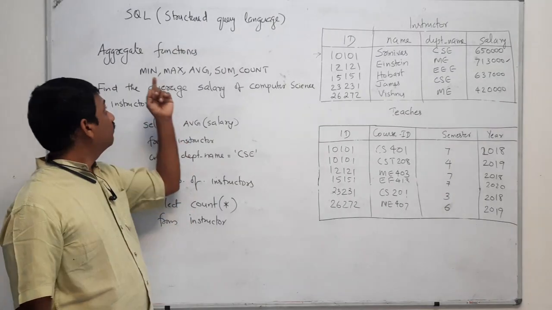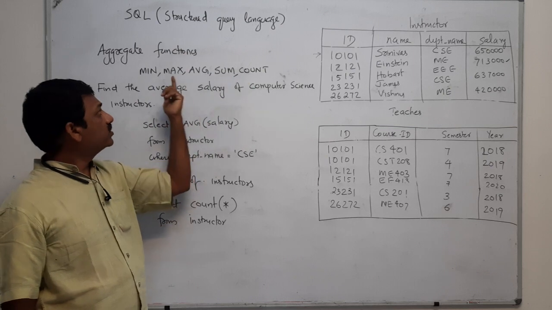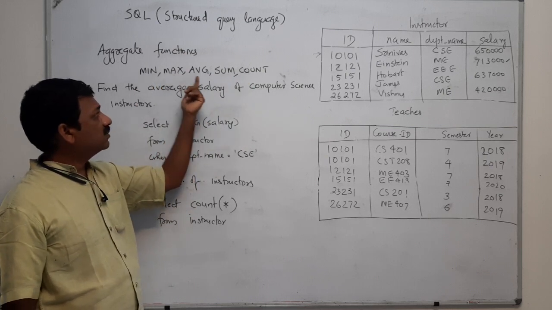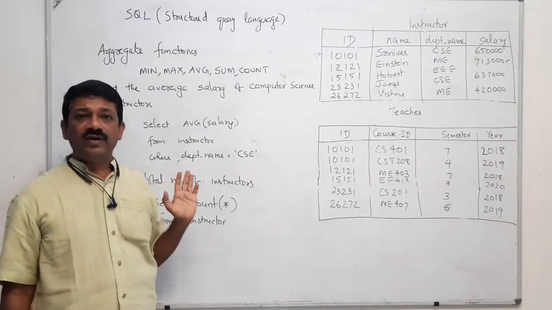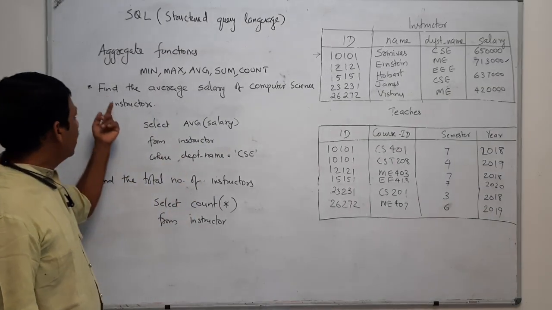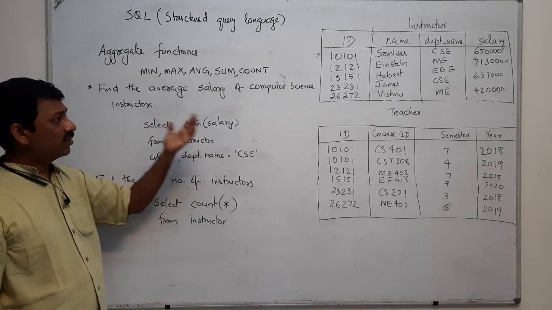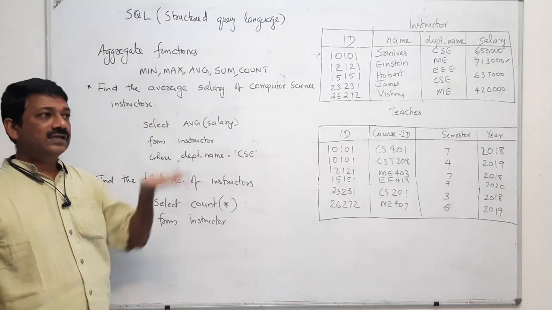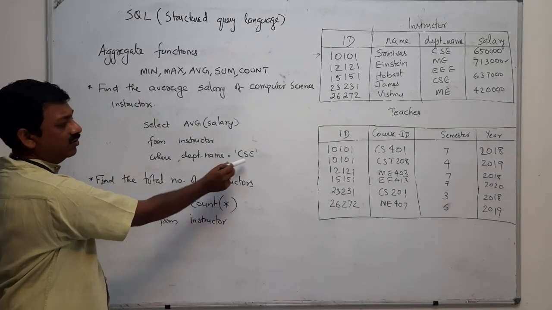Now we are discussing aggregate functions. These are the most commonly used aggregate functions: minimum, maximum, average, sum and count. For example, find the average salary of computer science teachers. For that you are going to retrieve the details of computer science teachers. That means select from instructor where department name equal to CSE.